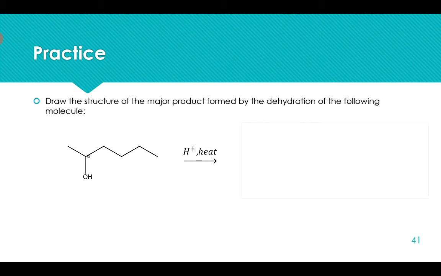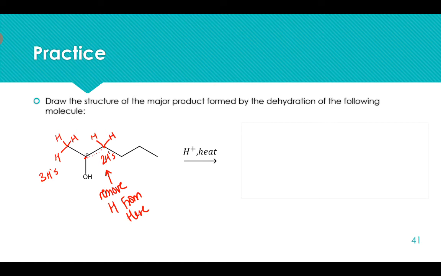I'm going to go ahead and draw in the hydrogens from the other carbons so that I can see the count. Alright, so this carbon has 3 hydrogens, and this carbon only has 2 hydrogens. So I'm going to remove an H from here. That's going to form a double bond between that carbon and that carbon.